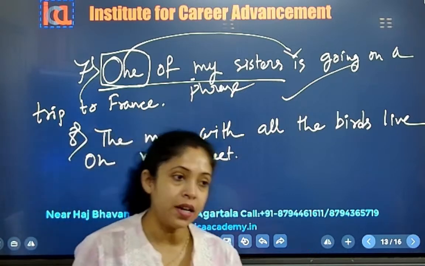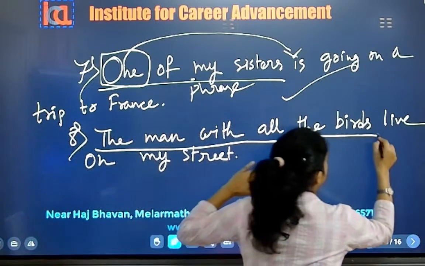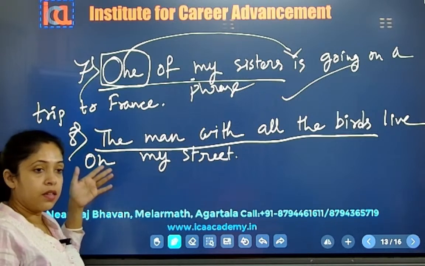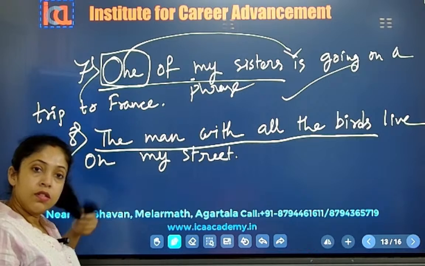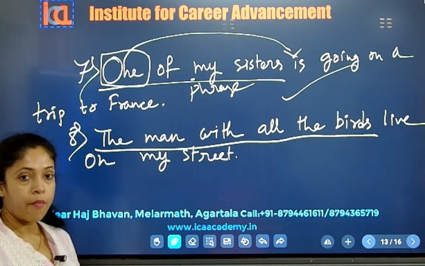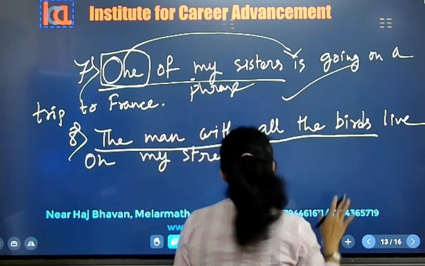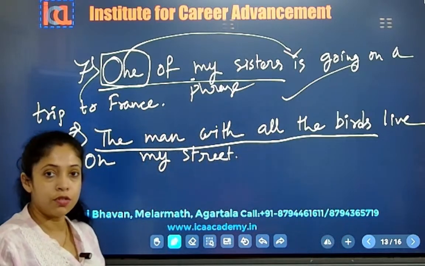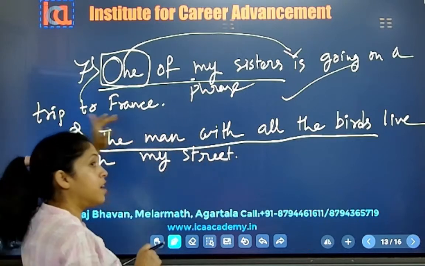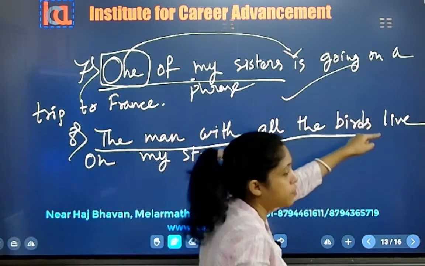Which part is the subject? Yes, the man with all the birds. Then, according to you all, what will be the verb here? Is the verb correct or is there some error? It's correct? You think it is correct? I don't know about those who are taking class online, but you see, the man with all the birds. I said earlier also, whenever a preposition is used, the preposition part will be cut off whenever we use the verb.